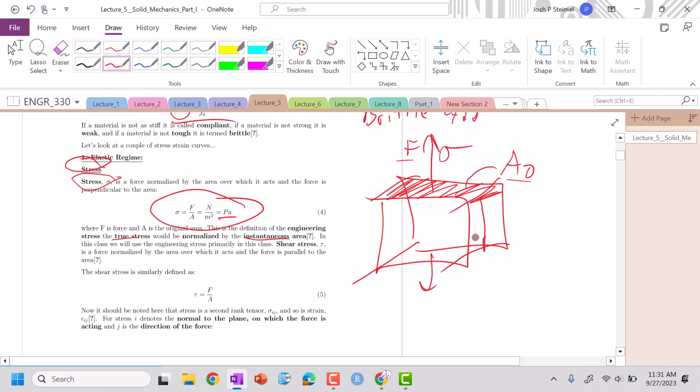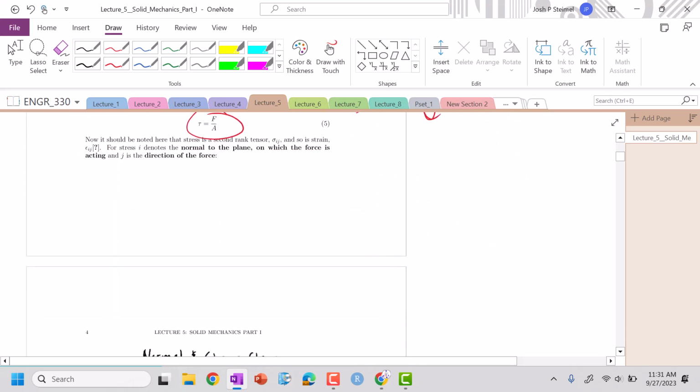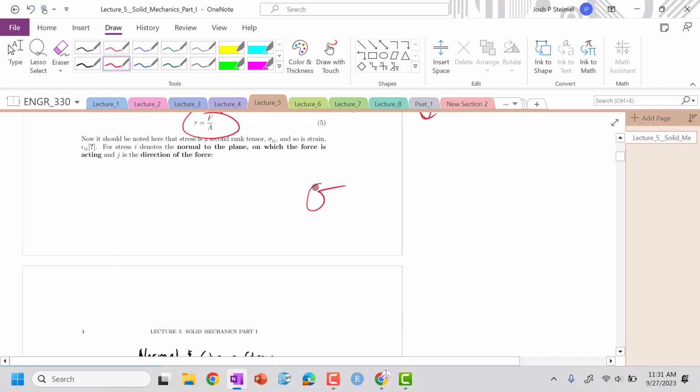If I am shearing a system like this, this would be referred to as a shear stress. There's still a force acting, but it is not normal to the cross-sectional area that it's acting upon. It's actually in plane with that area. So that would be your shear stress. You'll see this tau quite often. But the way that we are going to define stress, we need to have a coordinate system. Stress is a second-rank tensor property, so there is a directionality to it. This subscript i is going to denote the normal to the plane on which the force is acting, and j is going to be the direction of the force.